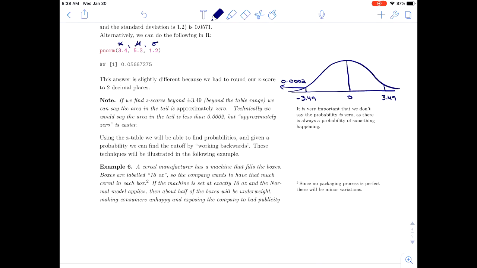The reason is, here, what you would find in the table is the area to the left of 3.49 is 0.9998. To find the area in the tail, 1 minus 0.9998 is 0.0002. So once you're out far enough into the tails, the area to the left is going to be approximately 0. Also, if you're out far in the tails, the area to the right is approximately 1. Same idea. As long as you say approximately, you're safe. Good. Any questions?